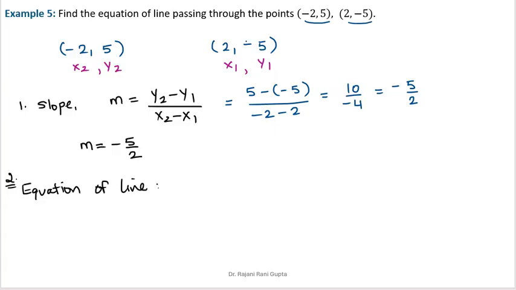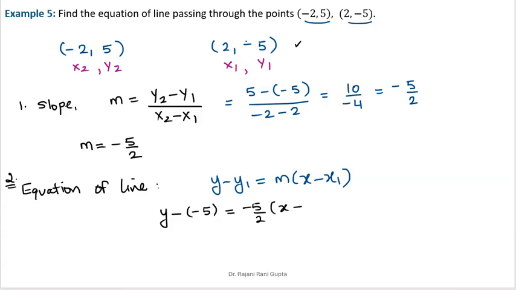What is it? y minus y1 equal m times x minus x1. So see, nothing changed. Instead of using this point, we are using this point, which is absolutely fine. y minus y1 is minus 5 equal m, which is minus 5 over 2, times x minus x1, which is 2. So this gives you y plus 5 equal minus 5 over 2, times x minus 2. Again, you have to simplify it.